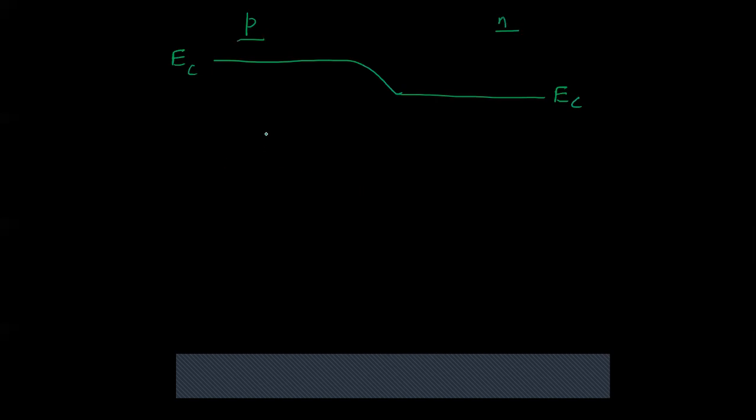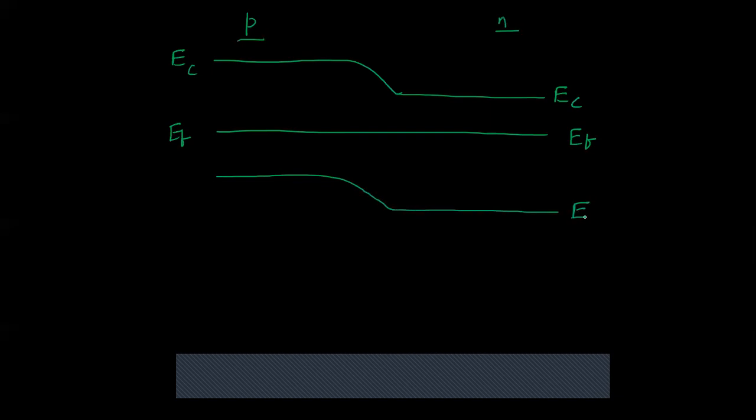Then you have the Fermi energy level, which is almost constant this way. This is our Fermi energy level, which is constant, right? And then we have the valence band. So the valence band, we said, will have the bend exactly the same way. It's the same value here. So this is the valence band.